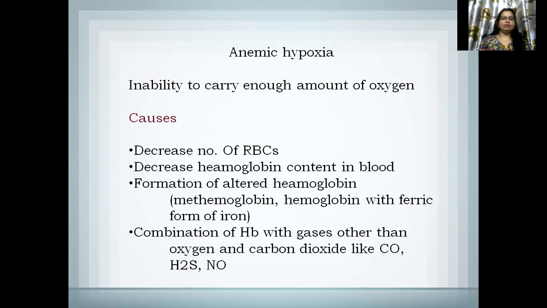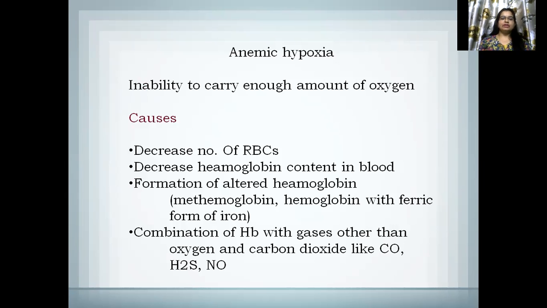Next is anemic hypoxia, inability to carry enough amount of oxygen. Causes: decreased number of RBCs, decreased hemoglobin content in blood, formation of altered hemoglobin like methemoglobin or hemoglobin with ferric form of iron. In hemoglobin, iron is in ferrous form, but if iron is in ferric form, then it is abnormal or altered hemoglobin.